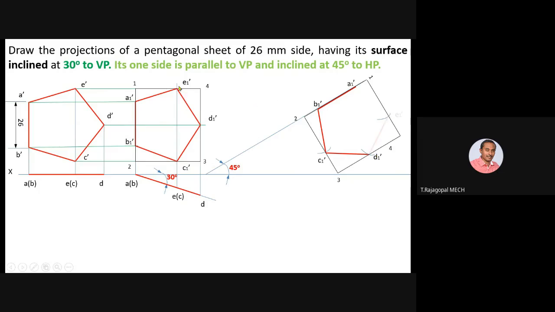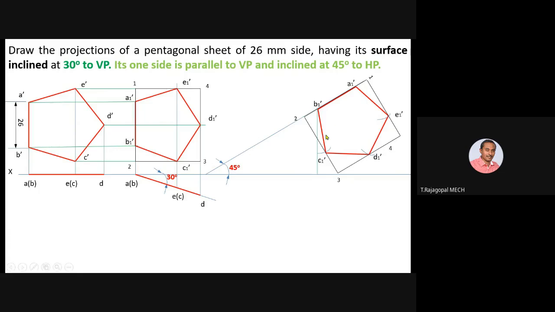So this should be the exact replica of this step 4. Only thing, this A dash, A1 dash, B1 dash is inclined at 45 degree. Remaining all the dimensions of this step 4 has to be reproduced in the step 5. Okay. After the completion of this, 45-degree surface is inclined with respect to HP.